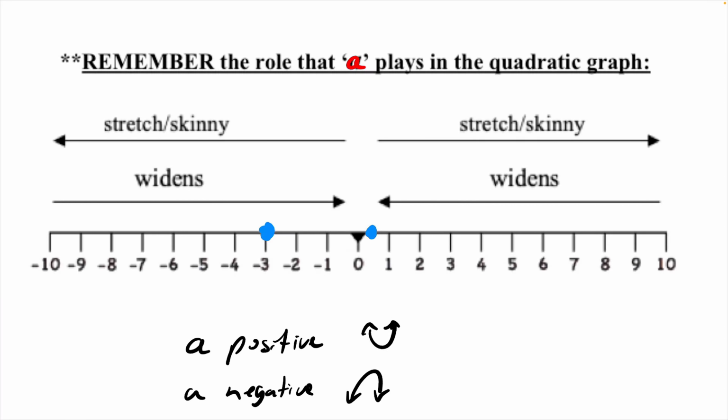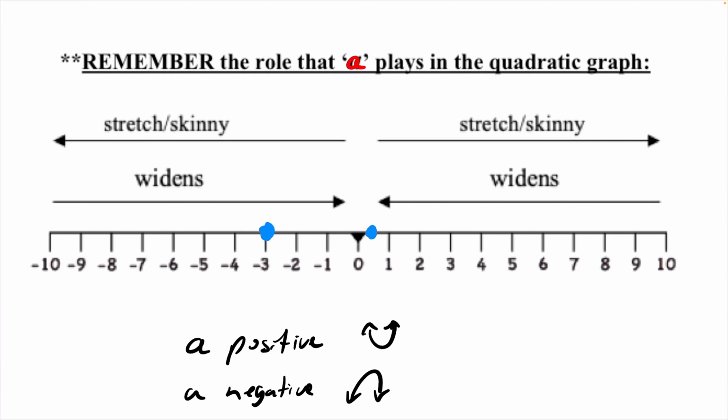So if you're looking at a test and you've got something that's really wide and arrows down, look for the A that's first of all negative, and look for the A that's closest to 0, usually a fraction. Boom, you're done. You've got your answer.